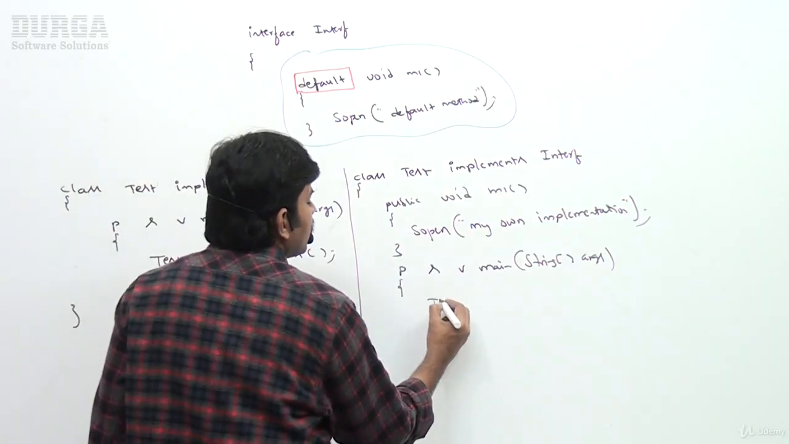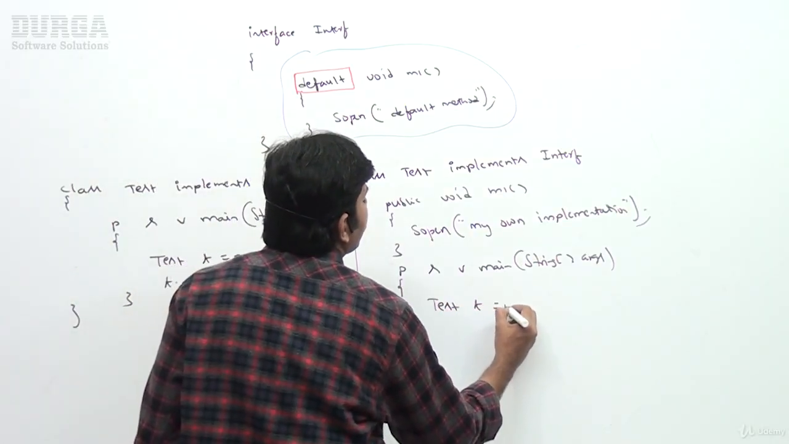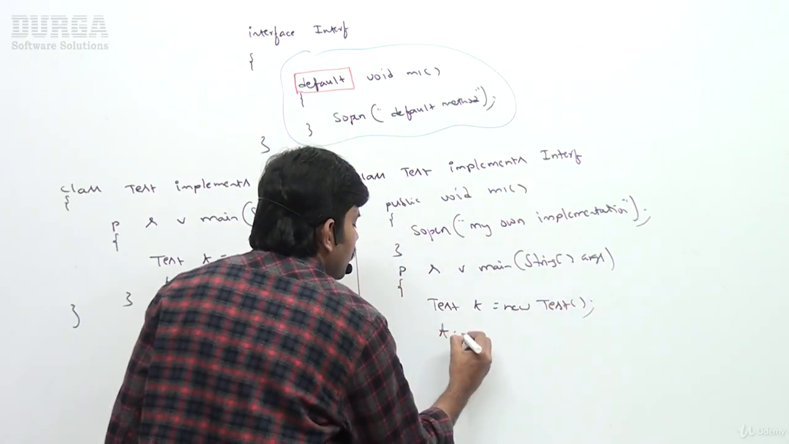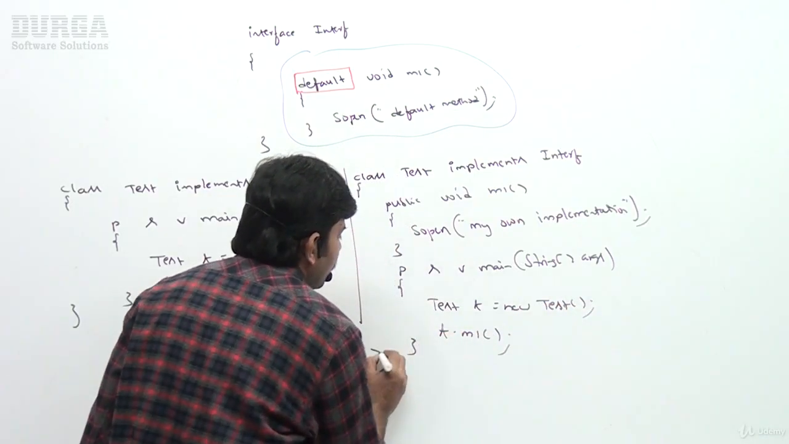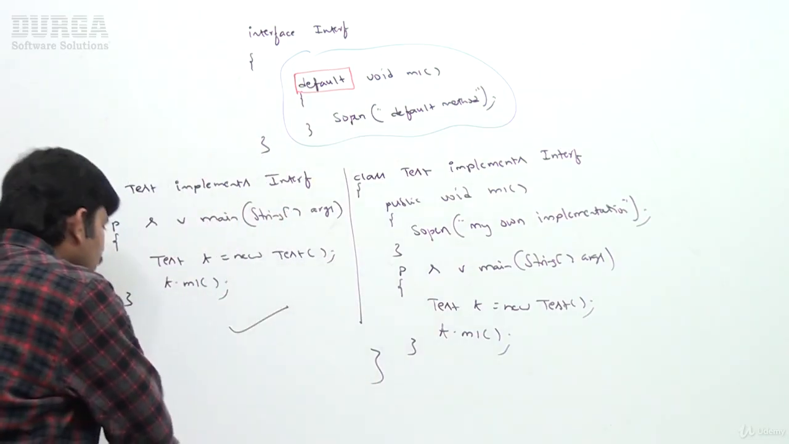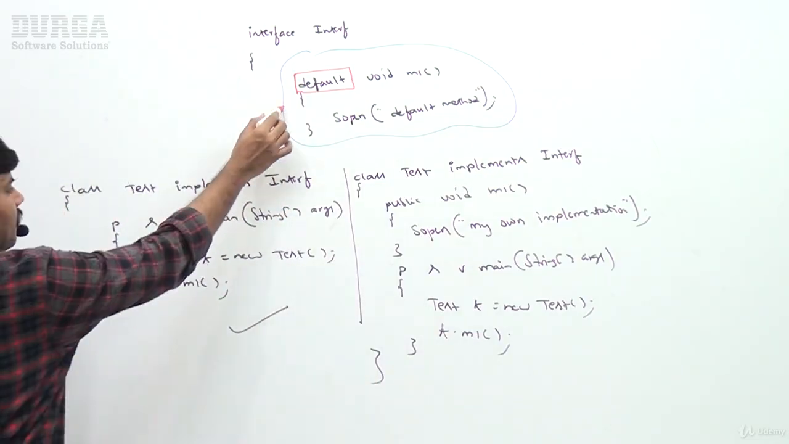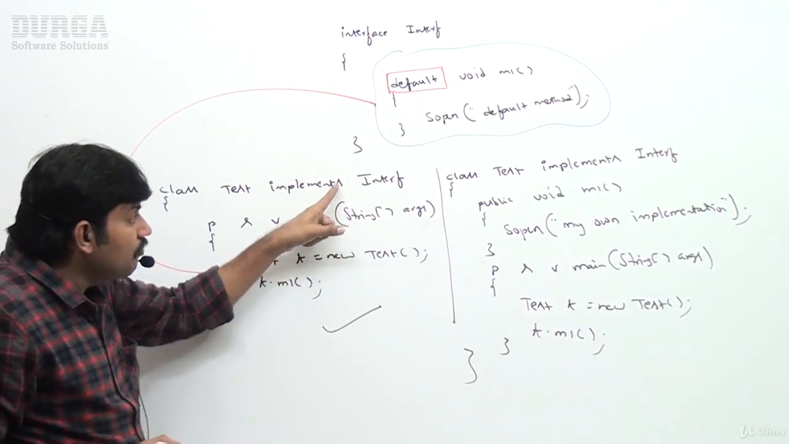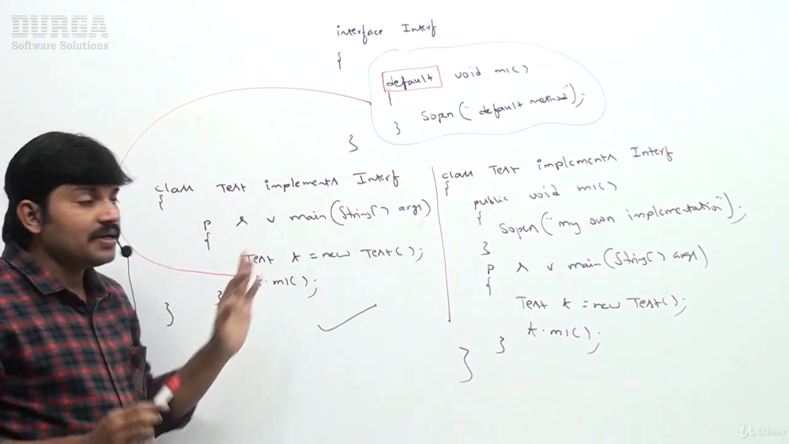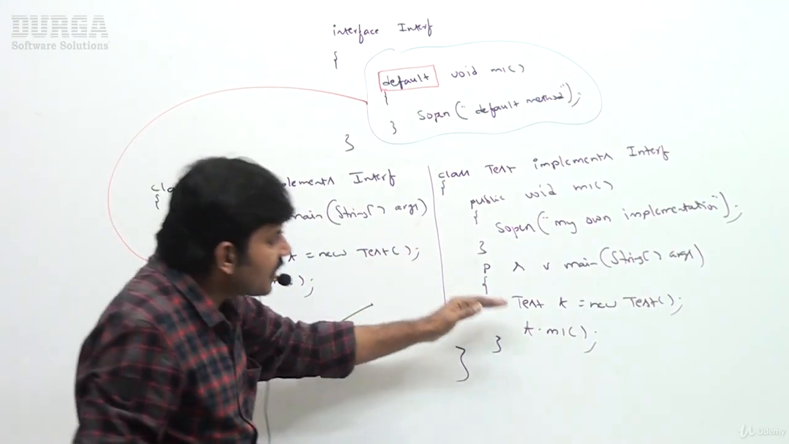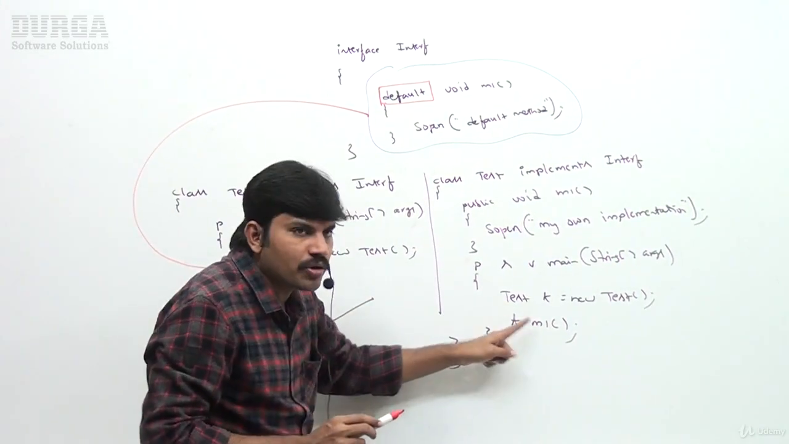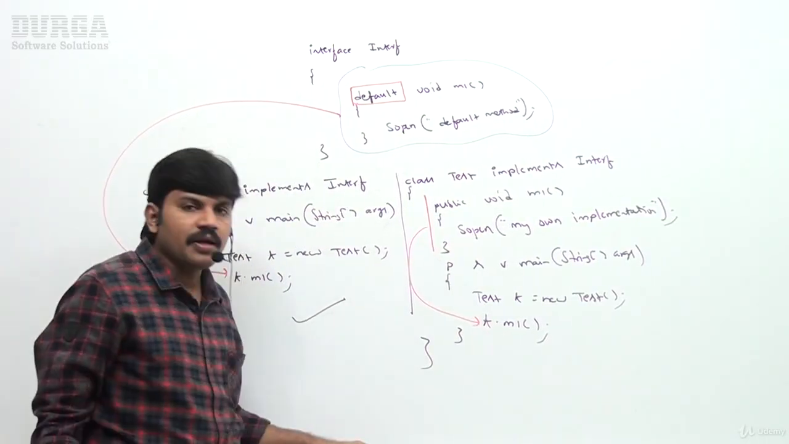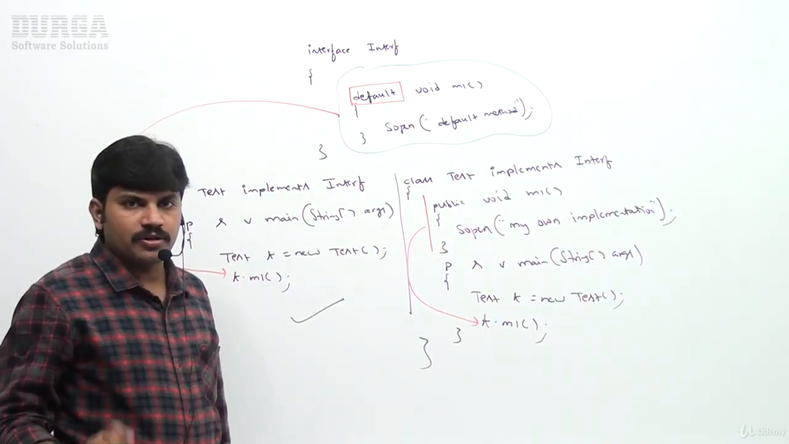Very simple. Test t is equal to new Test, then t dot m1. Are you getting? Sir, in the first scenario, which method will come? Directly this one is going to come, because in the implementation class you didn't override the default method. But in the second scenario, which method is going to be executed? The overriding method is going to be executed, right? Are you in a position to understand, right?